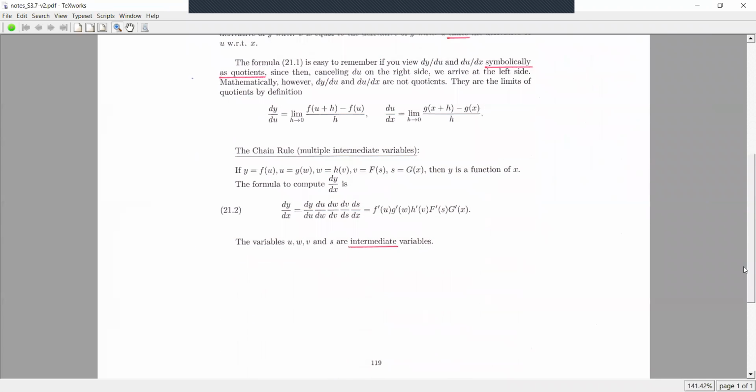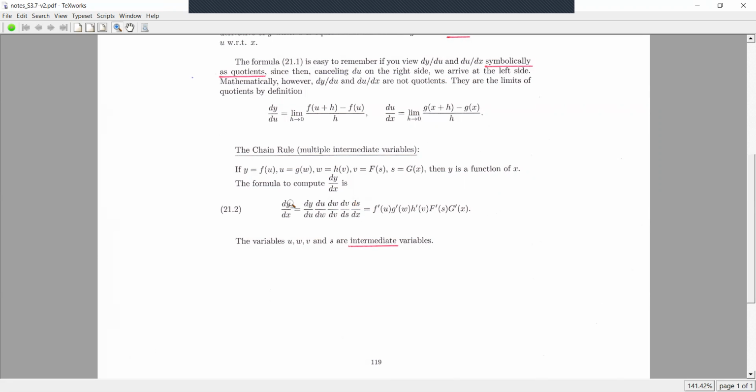The corresponding formula is here. Suppose y depends on u, u depends on w, w depends on v, v depends on s, and s depends on x. As a result, y depends on x. Therefore, y is a function of x. In this chain of dependence, u, w, v, and s, they are intermediate variables. Now, I want to compute the derivative of this composite function.